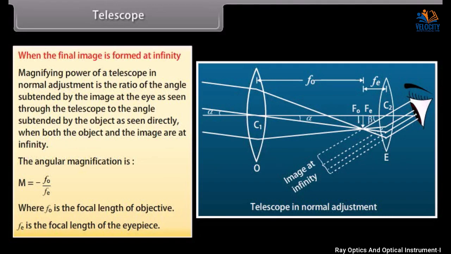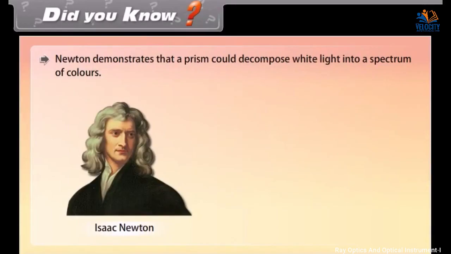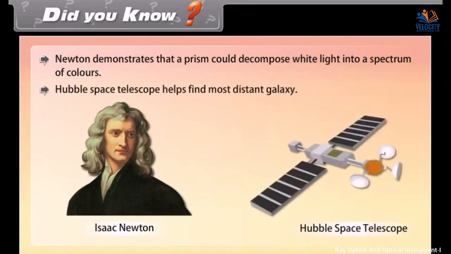Did you know? Newton demonstrated that a prism could decompose white light into a spectrum of colors. Hubble Space Telescope helps find the most distant galaxies.